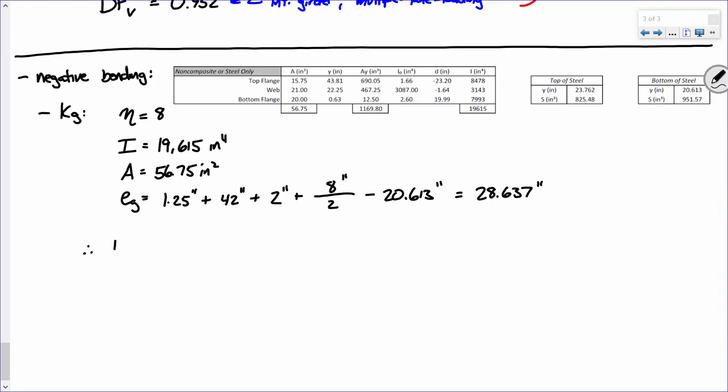So if that's the case, then kg is the modular ratio times I plus A EG squared. And we've already done a calculation like this before, so I'm going to let you all plug and chug and tell me what you get. I'm breaking the table. It'll be all right.